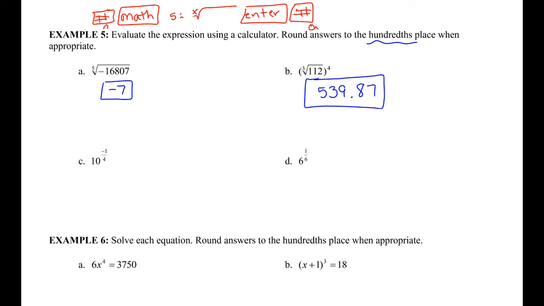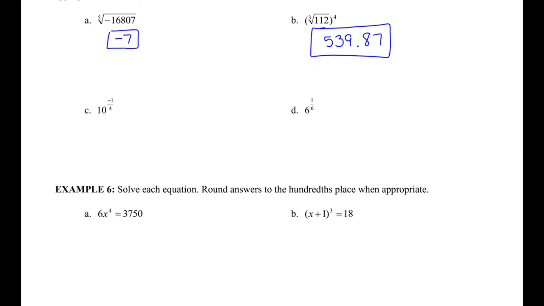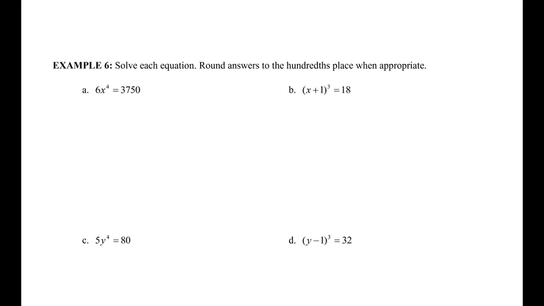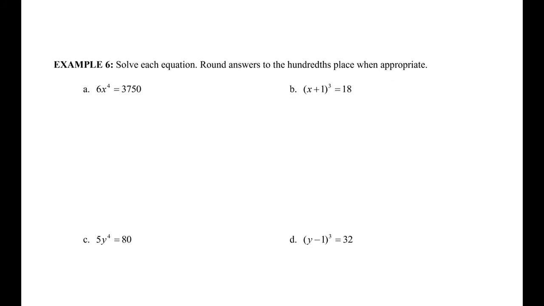Looking at our last example, example number 6, it's asking us to solve each equation and again, round to the hundreds place when appropriate. So your first step is going to be to isolate the variable for every single one of these. Alright, so for us, I want to get x to the 4th by itself, so I'm going to divide everything by 6. So we get x to the 4th is equal to 625.